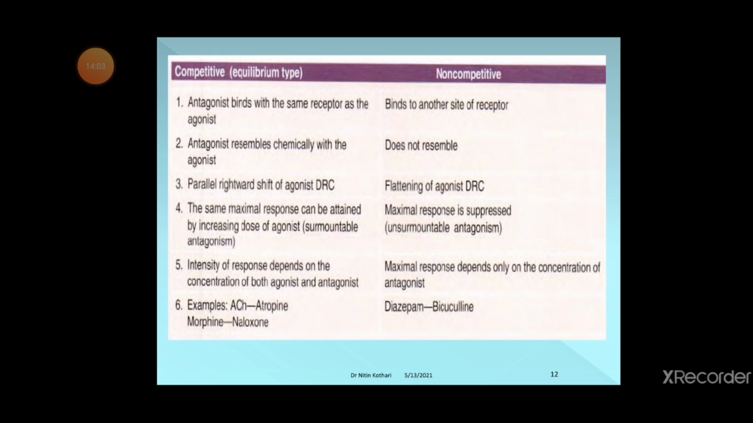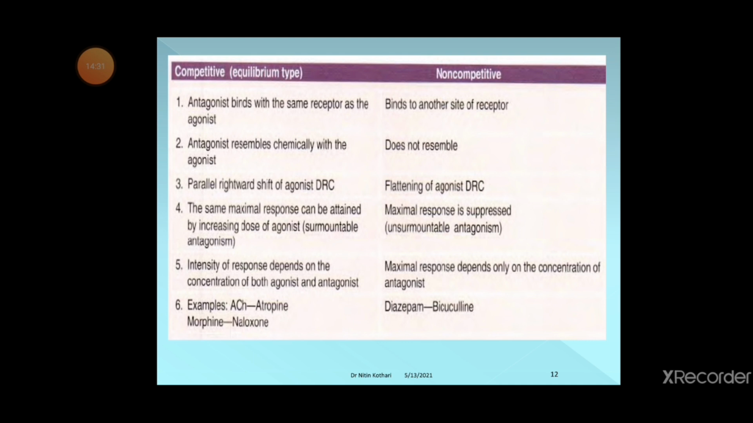But in non-competitive antagonism, these antagonists bind to another site of the receptor, because the structure of antagonist and agonist is not the same. But binding of non-competitive antagonist to the allosteric site causes chemical modification to the receptor site for agonist, so the agonist cannot bind to the site.